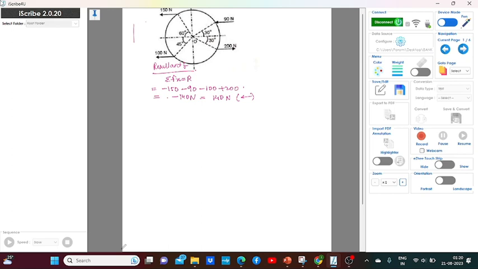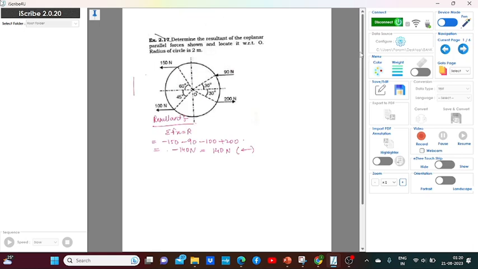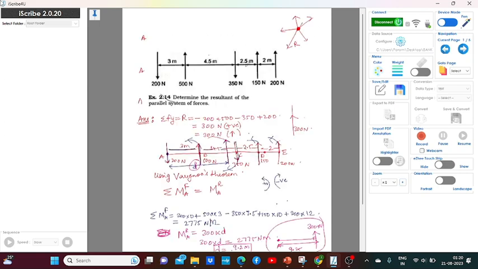Now, location of the resultant. For location of the resultant, again we have to use what? Varignon's theorem. Okay, but before using Varignon's theorem, you should know all the perpendicular distances of the forces. See, in the last question, the forces were parallel like this, so it was very easy to judge the perpendicular distance, maybe 1 meter or 1.2 meters, from a particular point.